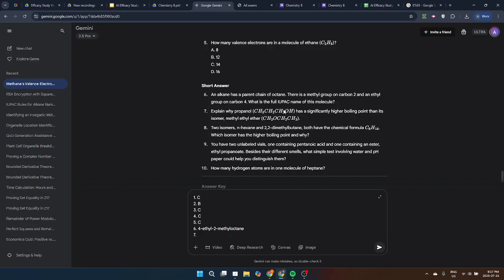Okay. Why are esters... Wait, is this even an ester? Huh. It's curious. Okay. Explain why propanol has a significantly higher boiling point. Okay.